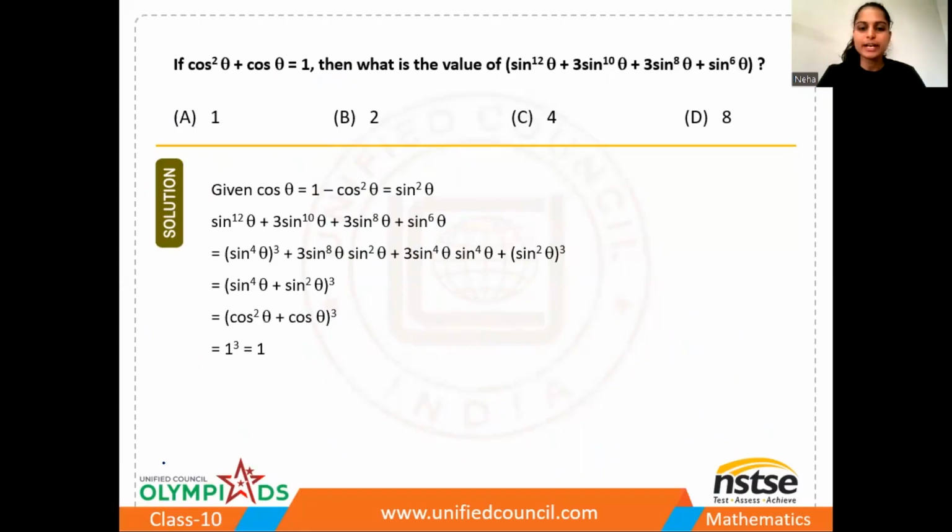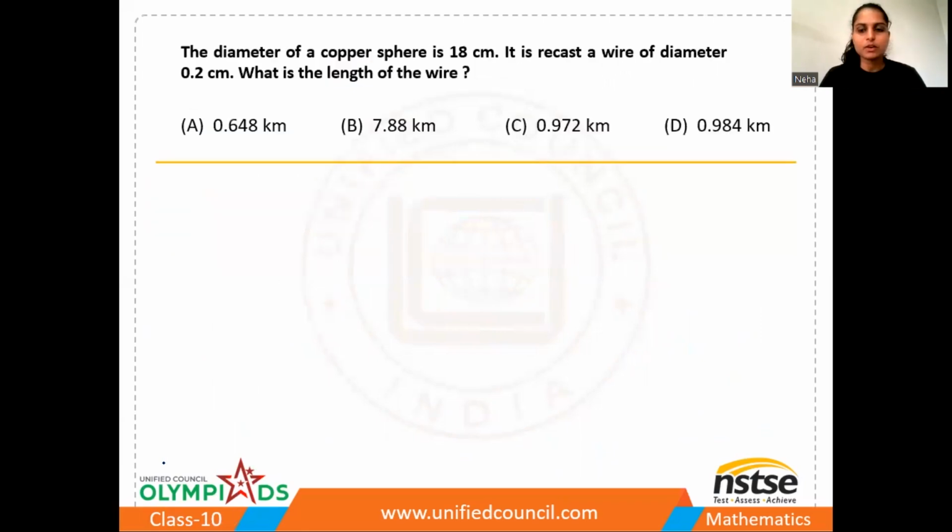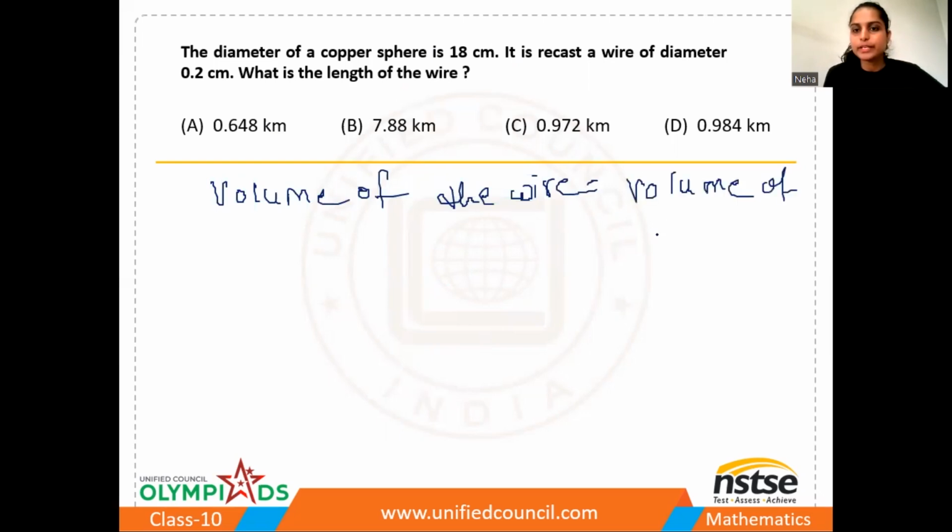Now let me proceed with the next question, my dear students. Alright, this is your next question. In the next question, basically they are saying that the diameter is given for the sphere. The diameter of a copper sphere is 18 centimeters. It is recast into a wire of diameter 0.2 centimeter. Then what is the length of the wire? So one thing is given: the volume of the wire is equal to the volume of the sphere, right?